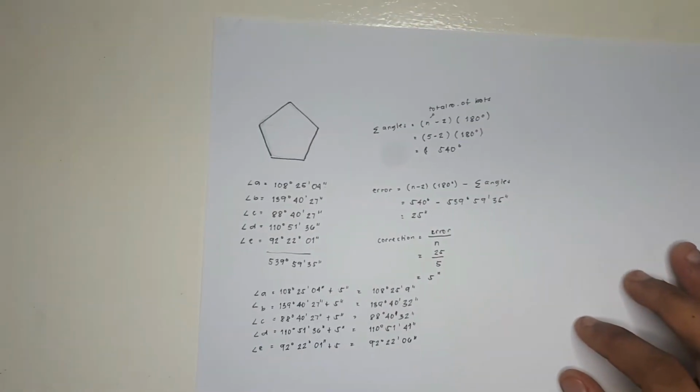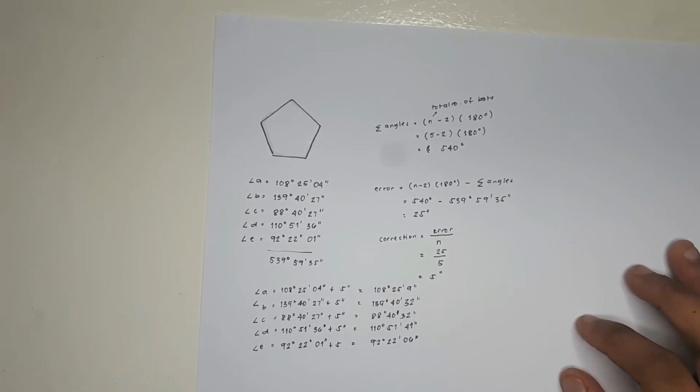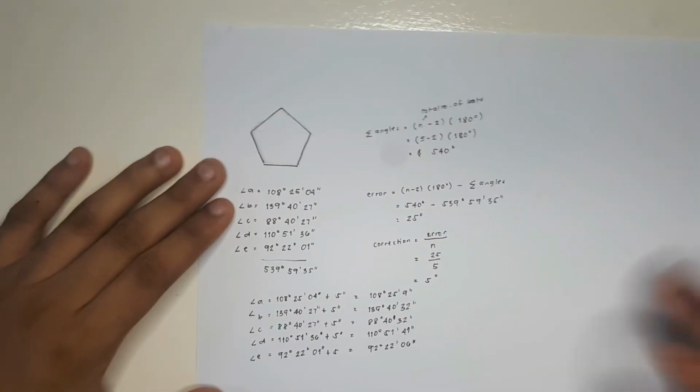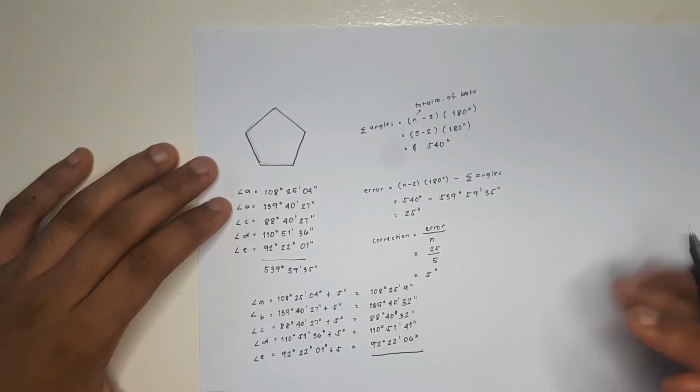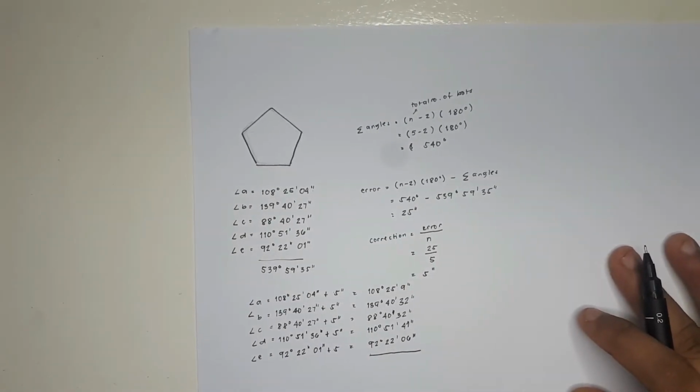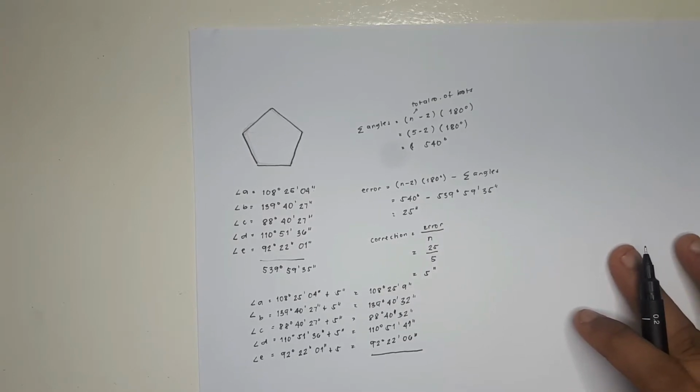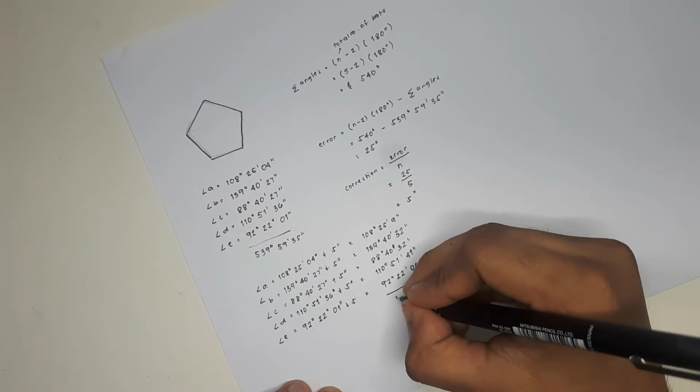In order to check if the given polygon is now balanced, we just have to add all of these angles. Use again your scientific calculator, and this will give us 540 degrees.